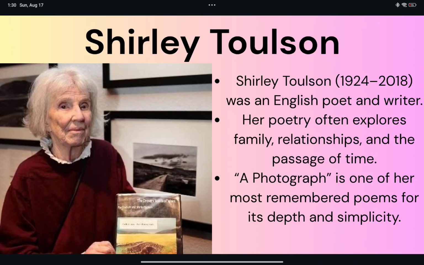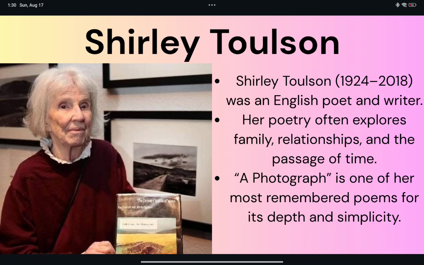Shirley Toulson was an English poet and writer. Her poetry talked about topics like family, relationships, and the passage of time. A Photograph is one of her most remembered poems. It is loved for the depth and the simplicity of language used.